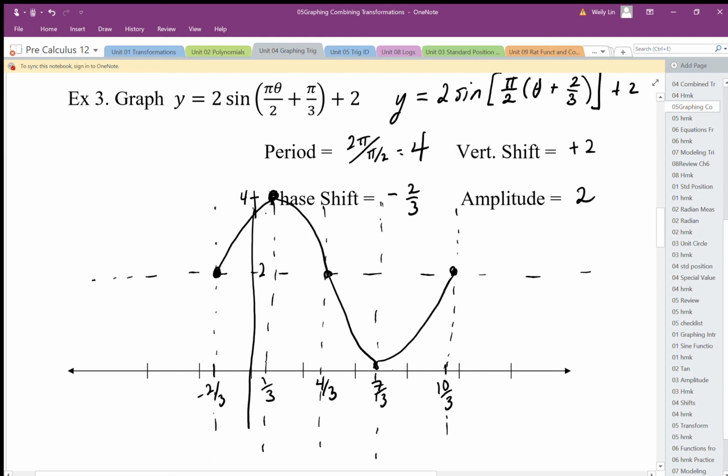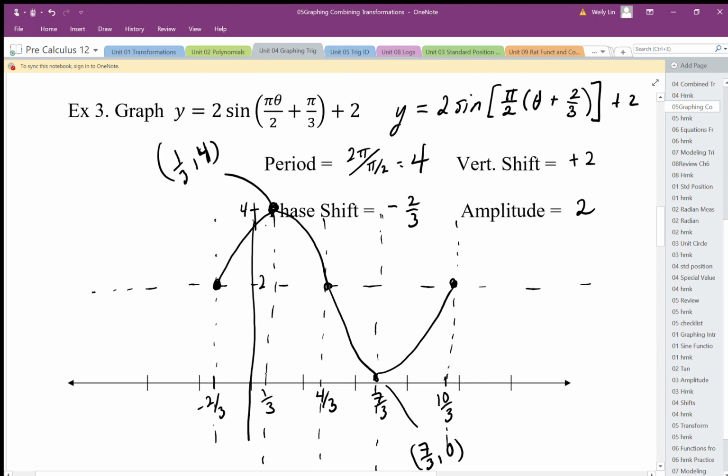There are my coordinates. My min and max are going to be, my min is at 7/3 and 0. My max is at 1/3 and 4. Okay, there's my max point. Make sure you can locate those exact values of those min and max points. And there it is. I've got the whole graph now done.